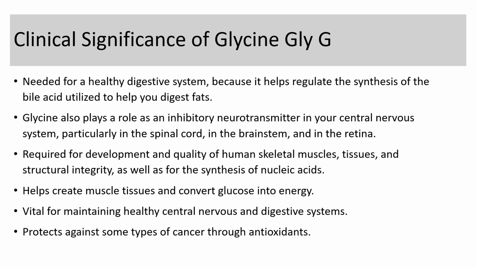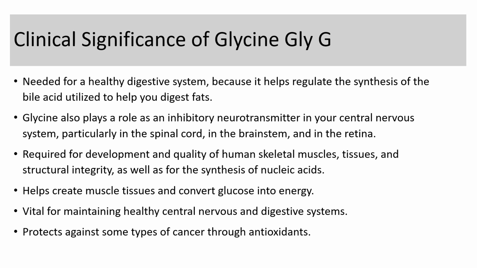So let's say somebody is suffering from any kind of digestive issue. First of all, the doctor would check what the percentage of glycine in the person's body is, and that's how they will diagnose it. Glycine also plays a role as an inhibitory neurotransmitter in your central nervous system, particularly in the spinal cord, in the brainstem, and in the retina.